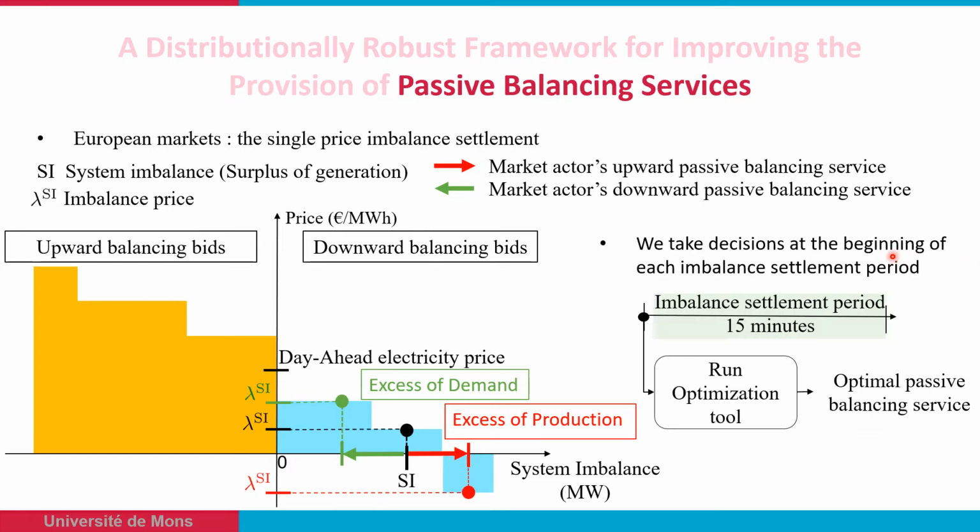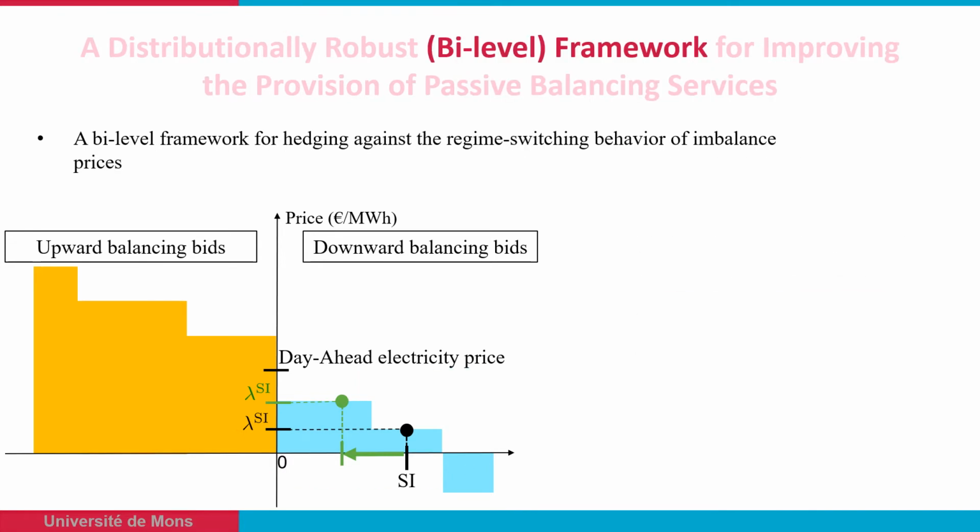And our objective in this work is to support the decision-making process of market actors that provide this passive balancing service. We see in the previous example that if an actor adopts a short position, it will be beneficial for him and for the system. But if the market actor adopts a too short position, it will change the sign of the system imbalance, and in this case, it will pay a very high price for its excess of demand.